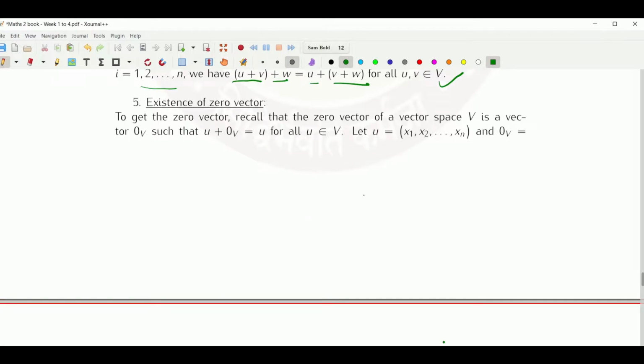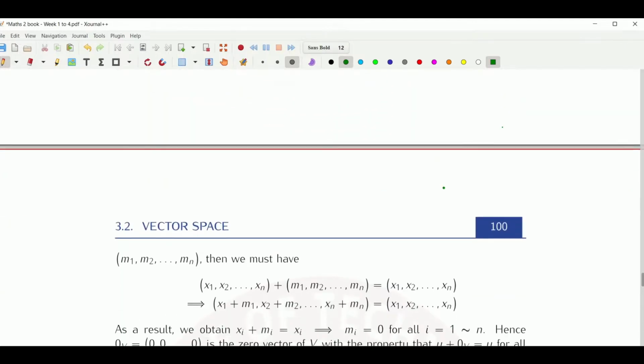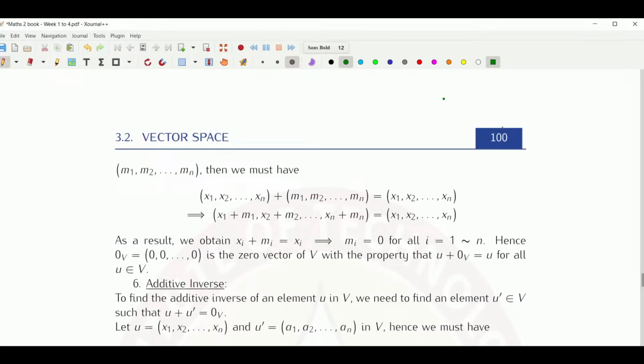To get the zero vector, recall that the zero vector of a vector space V is a vector 0 such that u plus 0 is equal to u for all u belongs to V. Let u is equal to (x1, x2, ..., xn) and 0 is equal to (m1, m2, ..., mn). Then we must have (x1, x2, ..., xn) plus (m1, m2, ..., mn) is equal to (x1, x2, ..., xn).